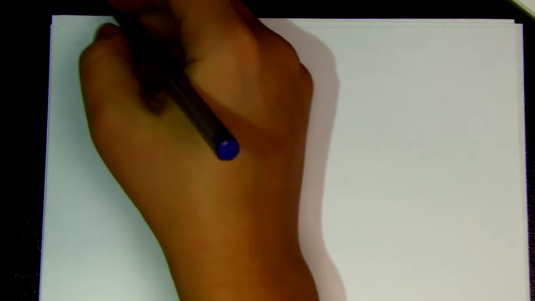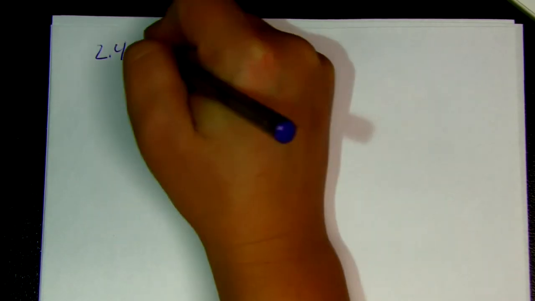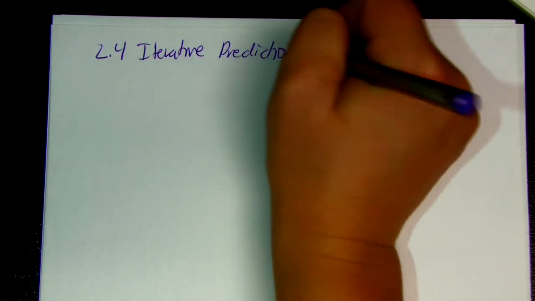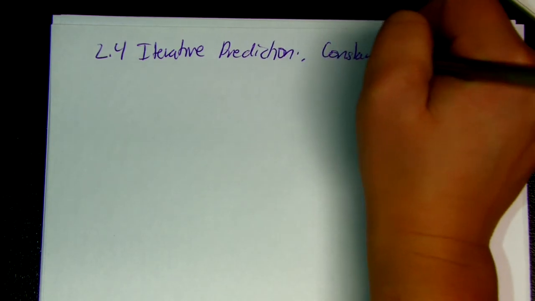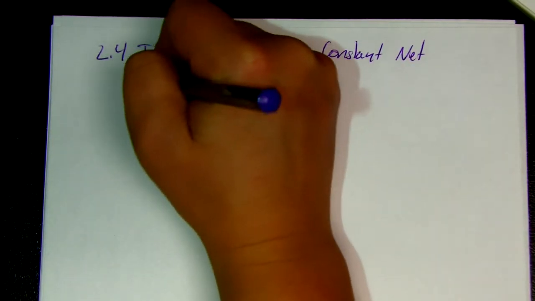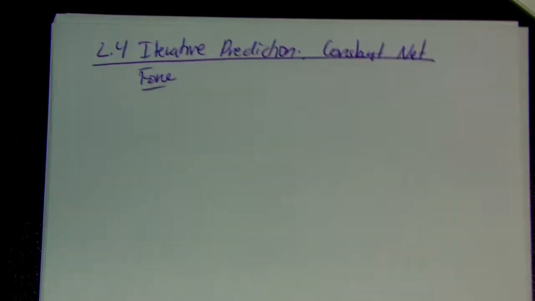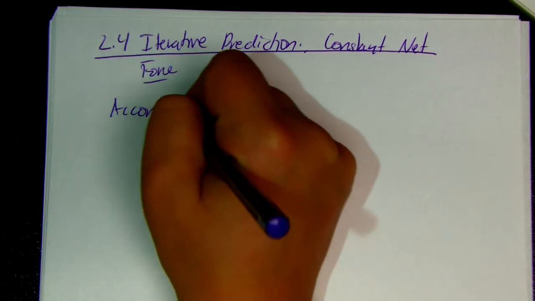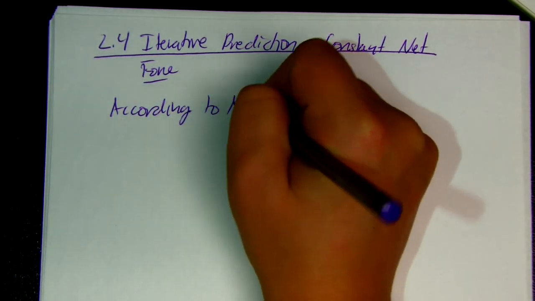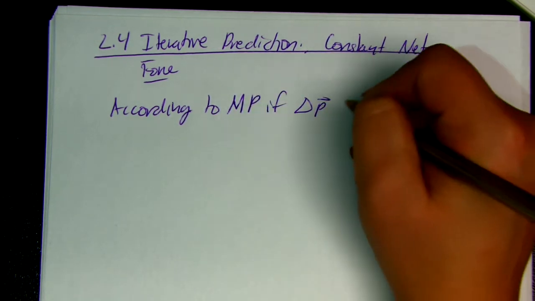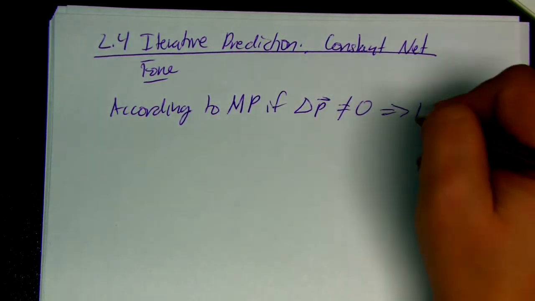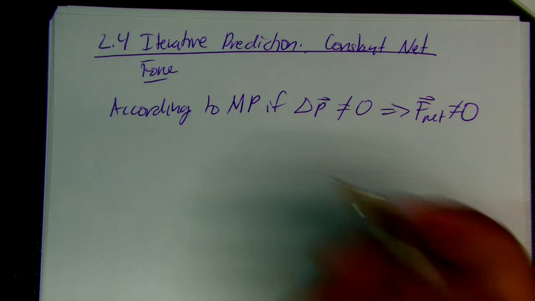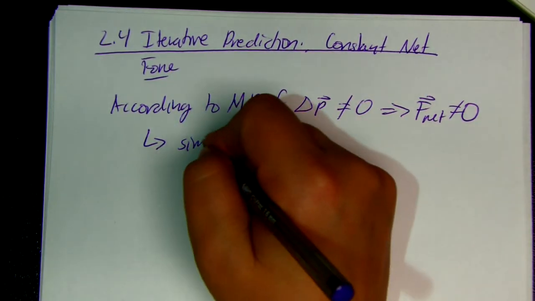All right, moving on to the iterative prediction method. We're going to be looking at a situation with constant net force, which is, of course, the easiest of the circumstances. According to the momentum principle, if the change in momentum is not zero, then this implies that there is a non-zero net force acting on the system. The simplest case is a constant force.